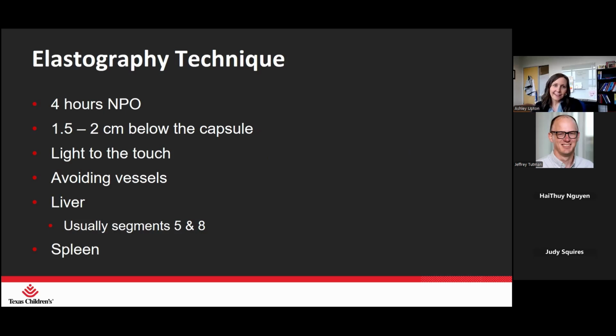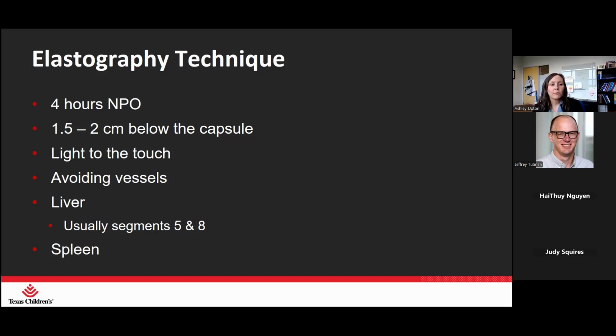As far as technique, every patient fasts for a minimum of 4 hours, no matter what the age. So if we're doing it on a little baby, we are still asking them to fast for 4 hours. Patients fast because eating increases the blood flow, which increases portal flow and makes the liver stiff.